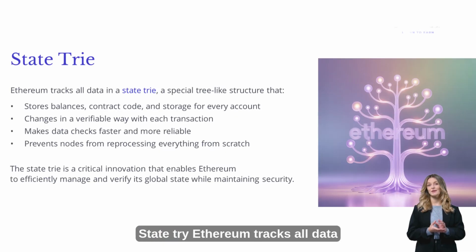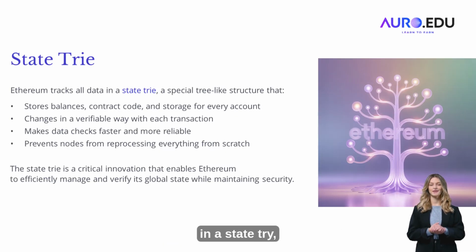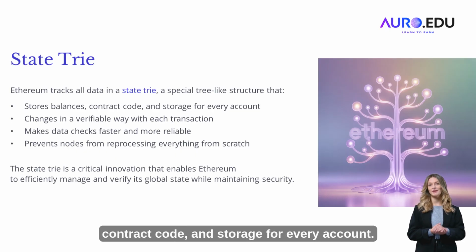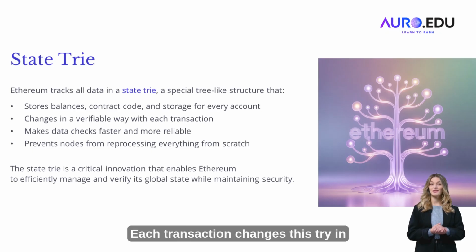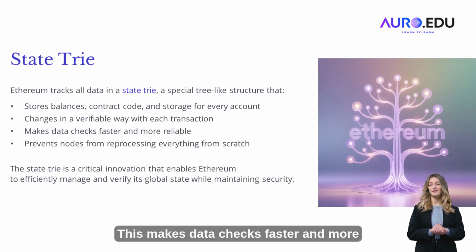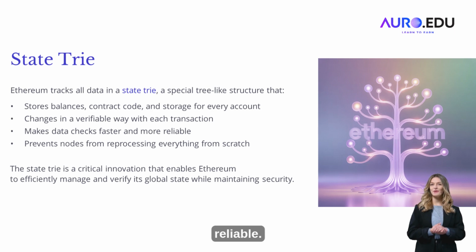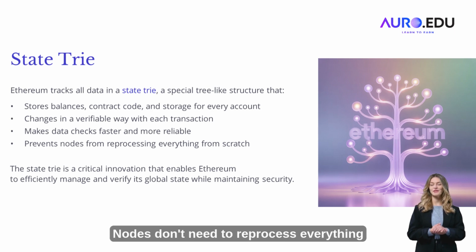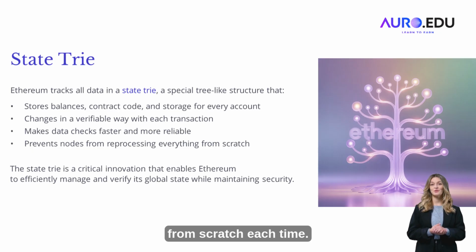State trie. Ethereum tracks all data in a state trie, a special tree-like structure. It stores balances, contract code, and storage for every account. Each transaction changes this trie in a verifiable way. This makes data checks faster and more reliable. Nodes don't need to reprocess everything from scratch each time.